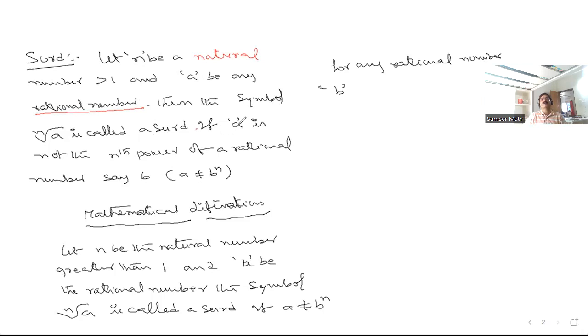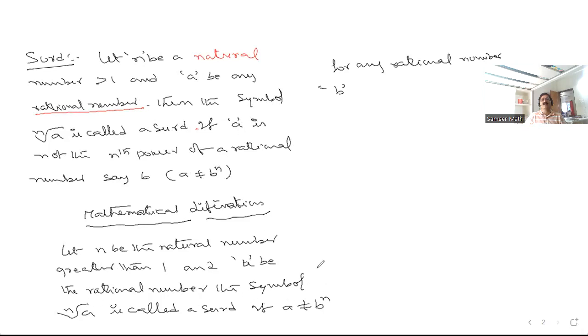Surd. If you see here, a is not the nth power of a rational number, say b, that is nothing but a should not be equal to b to the power of n. Whereas in a principal nth root of a, a is equal to b to the power of n. Whereas in the case of surd, a is not equal to b to the power of n. That is a big difference. Mathematically, same story I wrote here. Okay, rational number symbol, this is called surd.